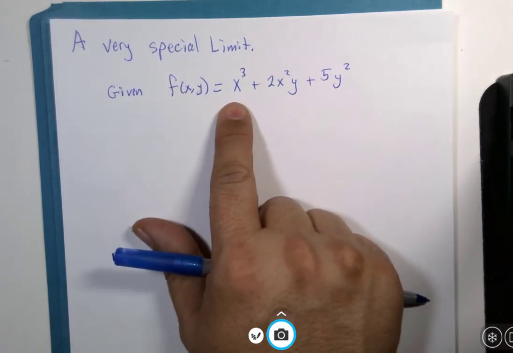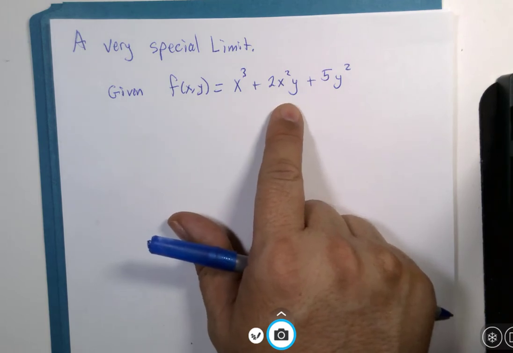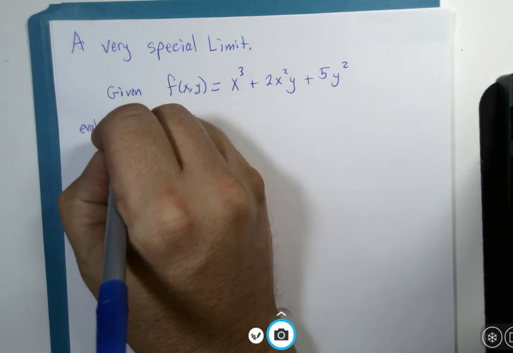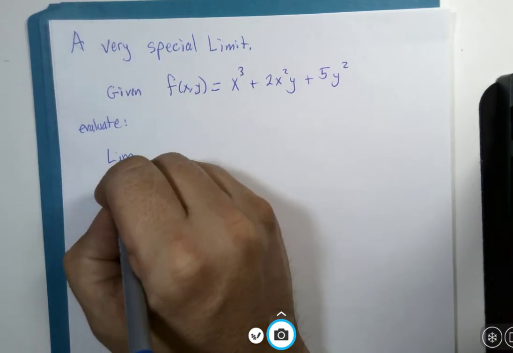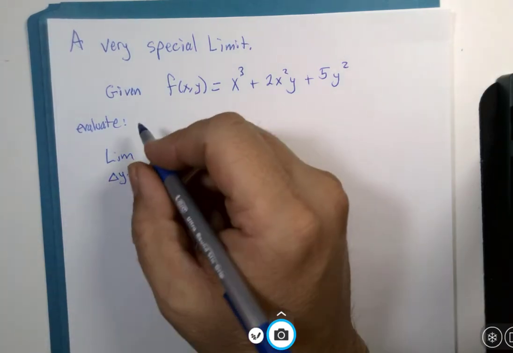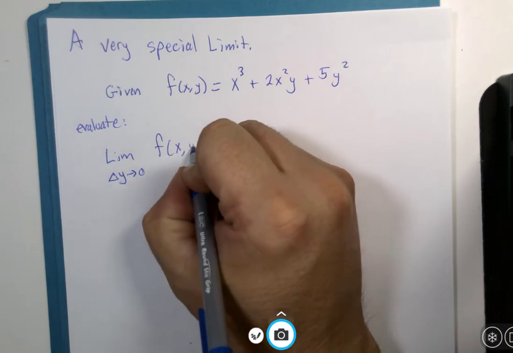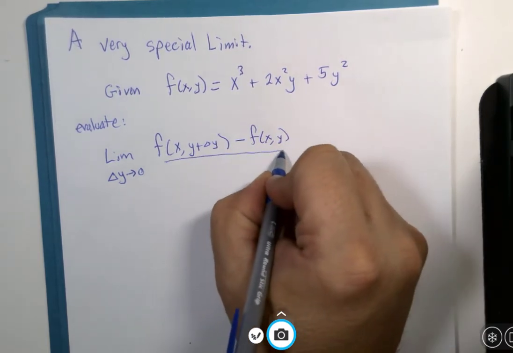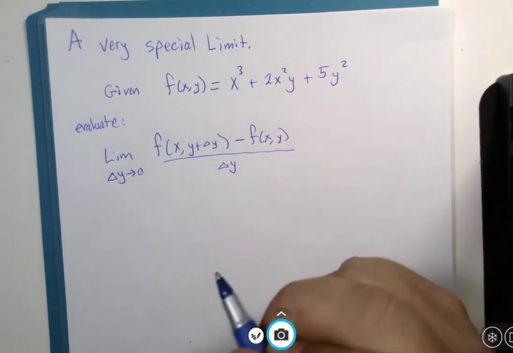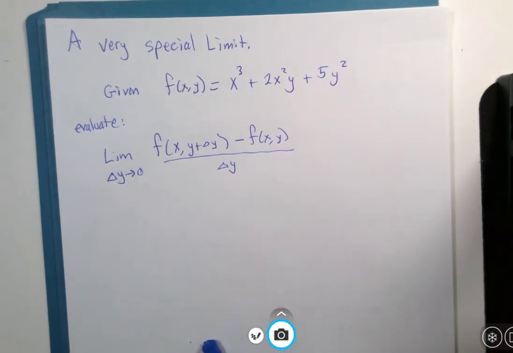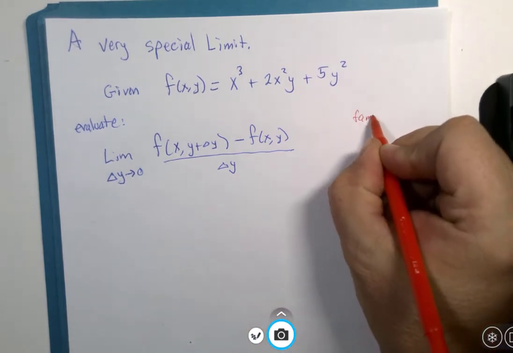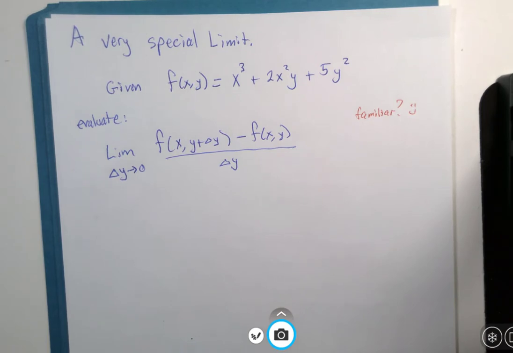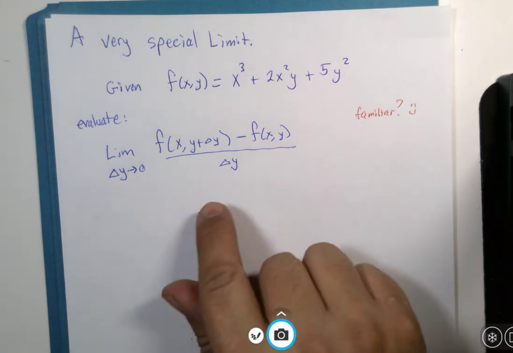So we have this function f of x, y equals x cubed plus 2x squared y plus 5y squared. And we're going to evaluate the following limit as delta y approaches 0: f of x comma y plus delta y minus f of x, y, divided by delta y. I truly hope that this particular limit looks familiar to you. I hope it does. But if it only is vaguely familiar, you're not going to be hurting through this example.